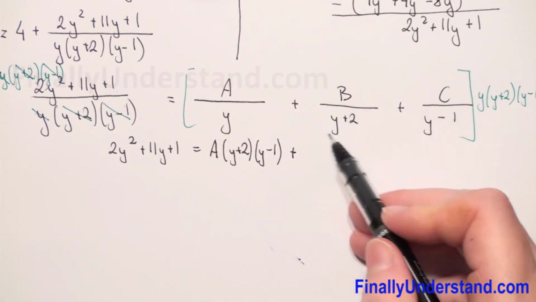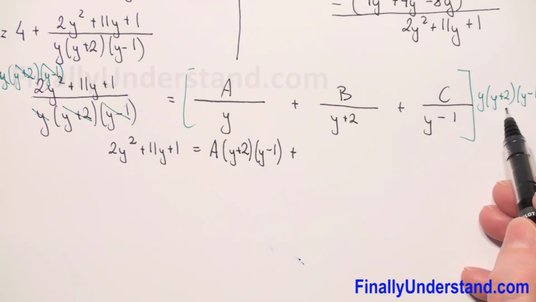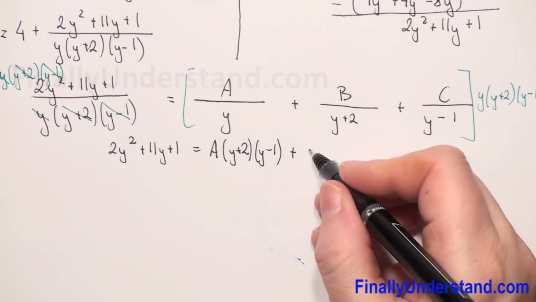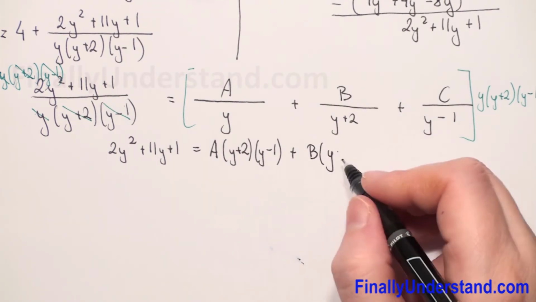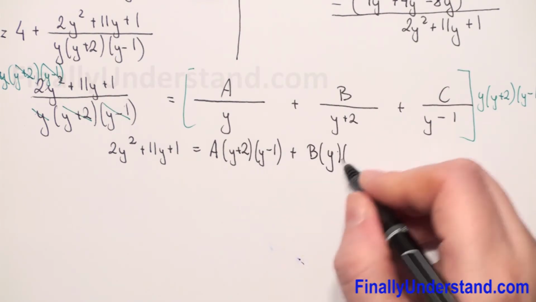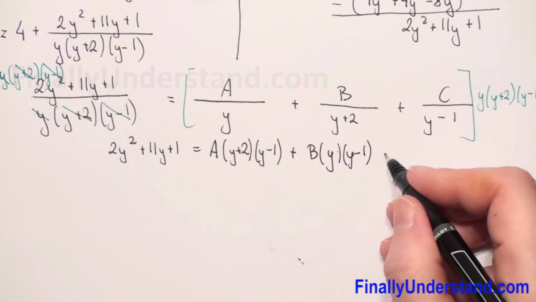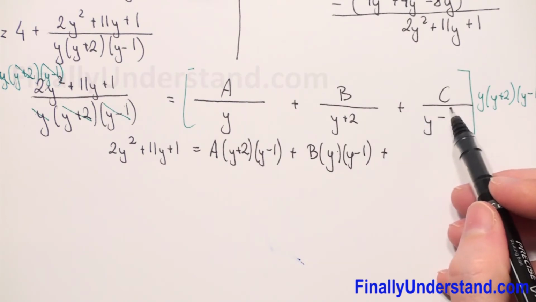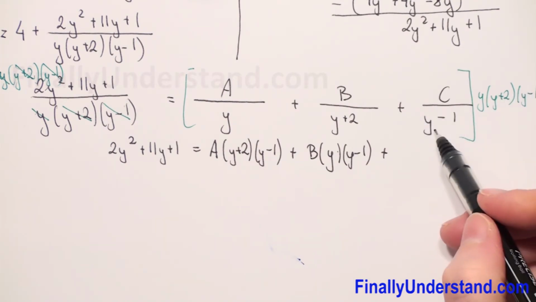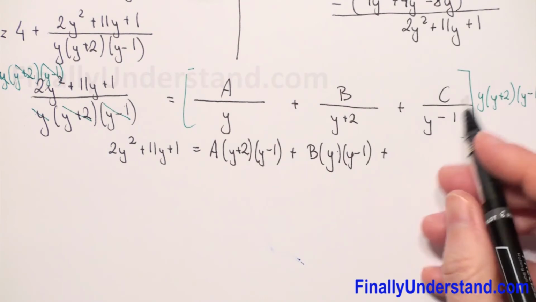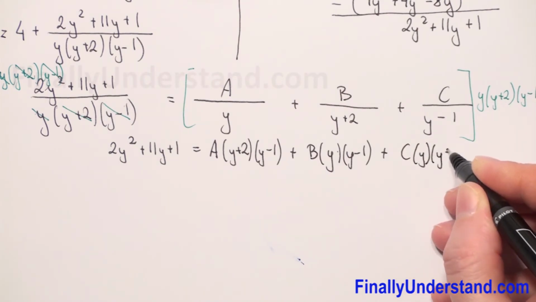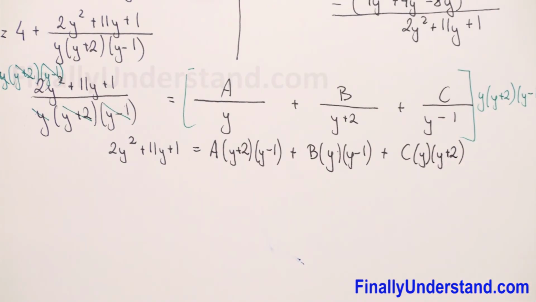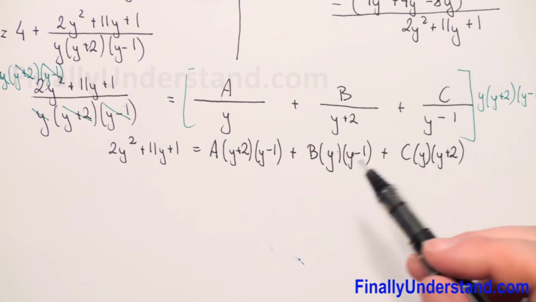Plus, and now the second fraction we multiply by this whole expression, and we see that y plus 2 we reduce with y plus 2, so we will have only b times y times y minus 1. Plus, and the third fraction we multiply by this whole expression, so y minus 1 we reduce with y minus 1, and we have only c times y plus 2. And now we have to find a, b, c.